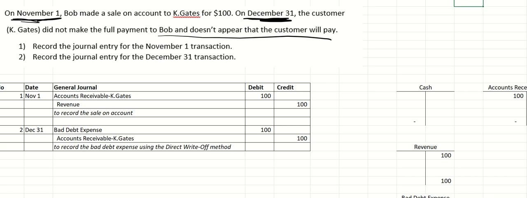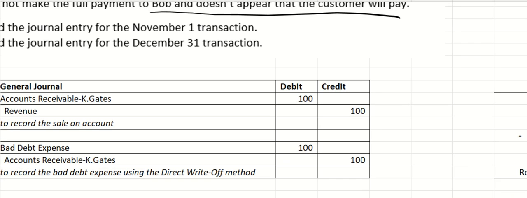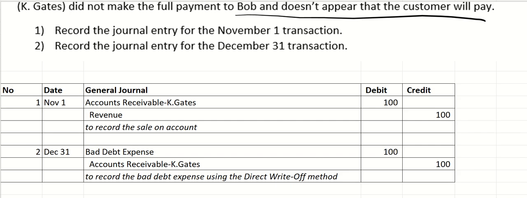So on November 1st, we see that to record the sale, debit accounts receivable K Gates for $100. Yes, that's going to increase the balance in that account. Credit revenue of $100. That's going to also increase the balance in that account. That's November 1st. On December 31st, this is when Bob determined that the full payment is just not going to be made. This customer is just not going to pay.